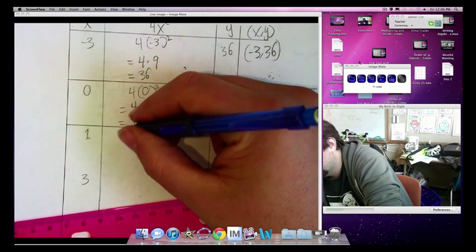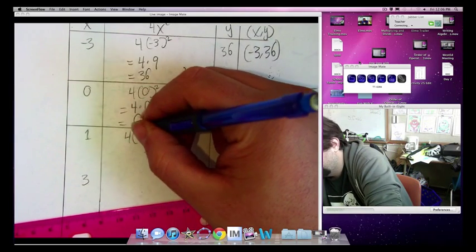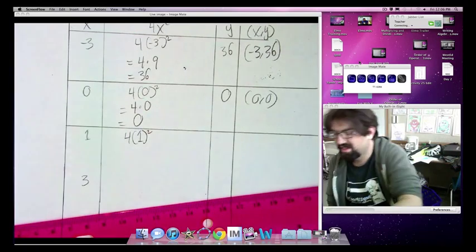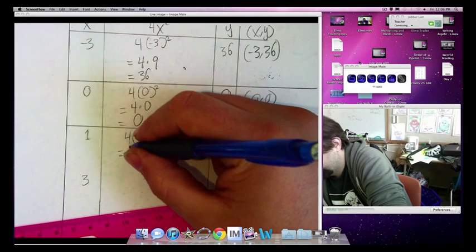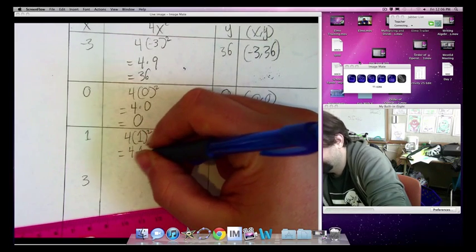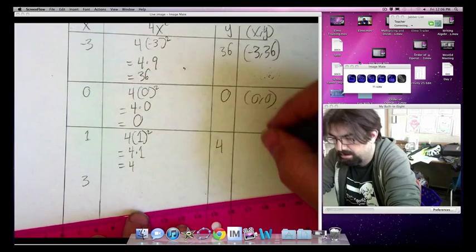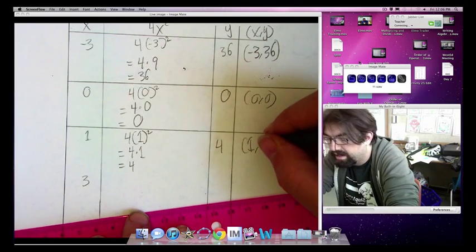So I'm not in a rush. I'm doing 4 times 1 squared. Whatever I'm plugging in is going in parentheses. That's pretty big. Exponent first, 4 times 1. Now it's 4. So I got 4 as my output. So I plugged in 1. I got 4 back.